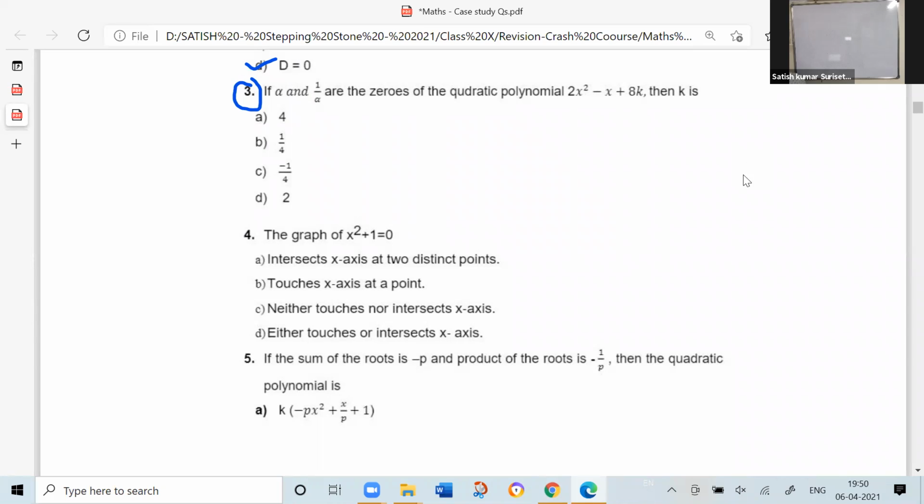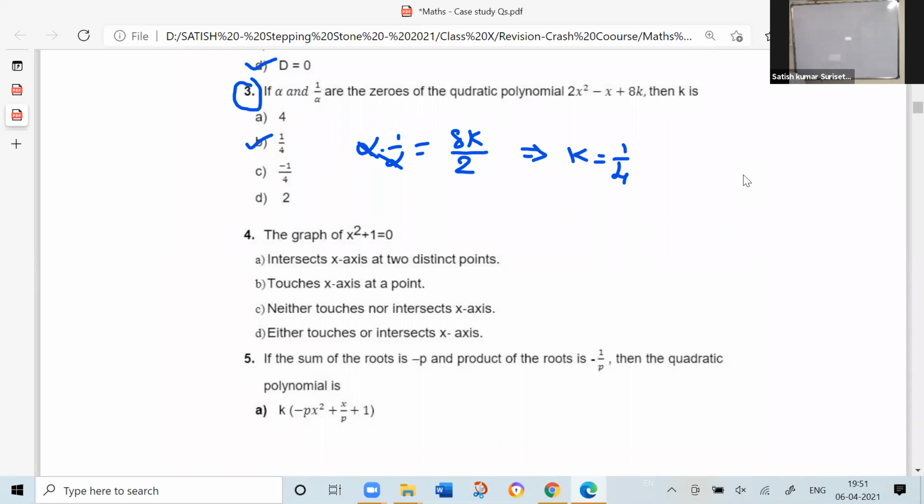What is the answer? 1 by 4. Correct. So product of the roots, alpha into 1 by alpha equal to what? 8k upon 2. So this will get cancelled. So 2 4s are... So k equal to 1 by 4. Good.